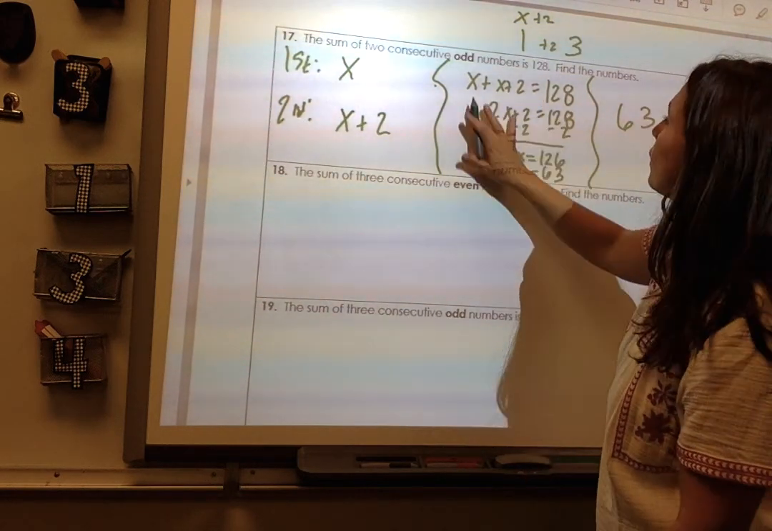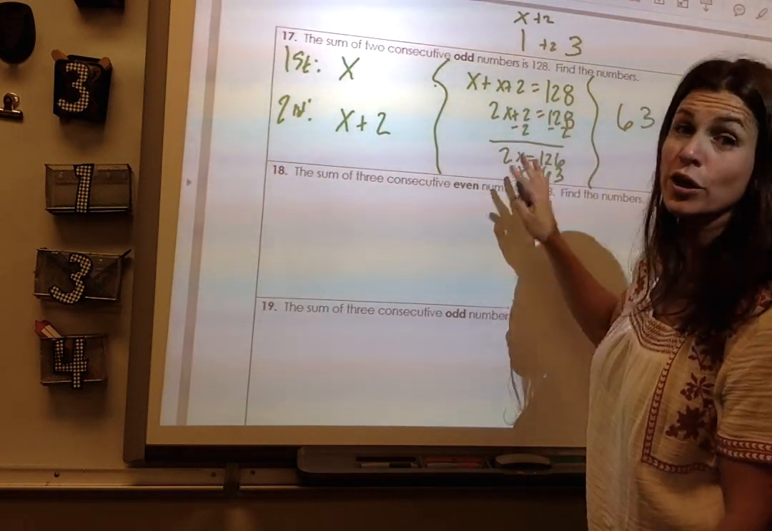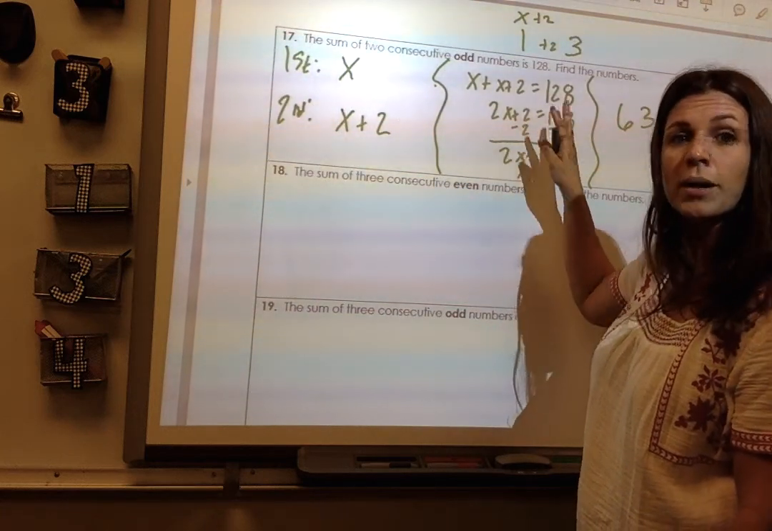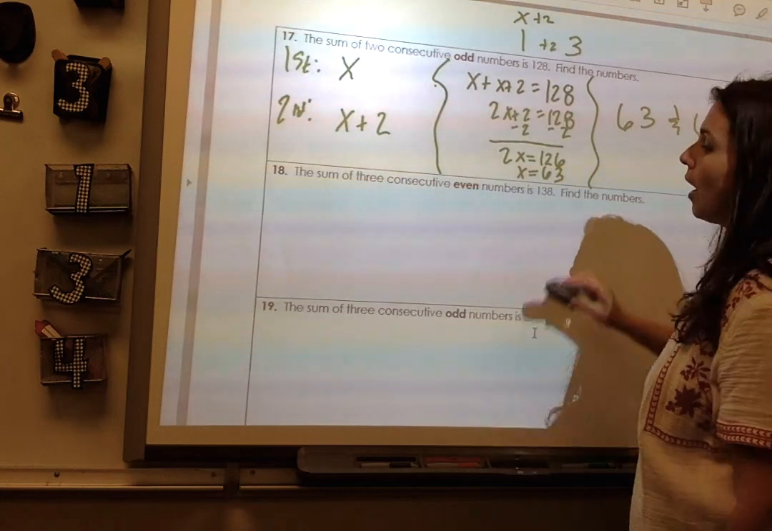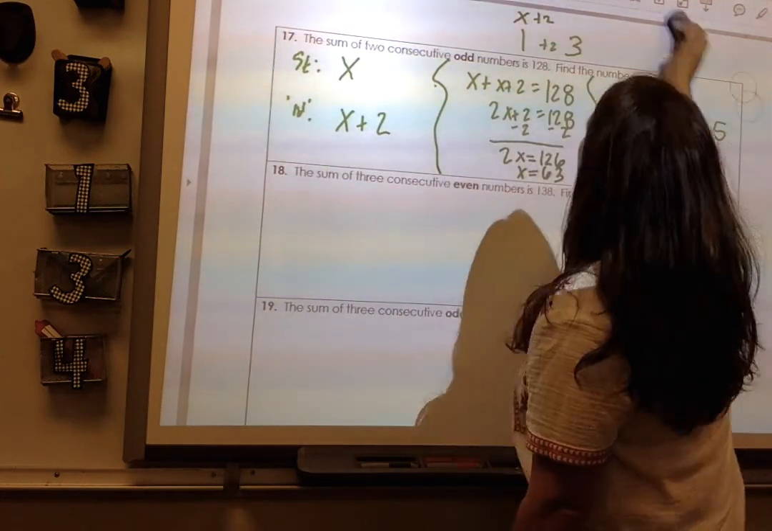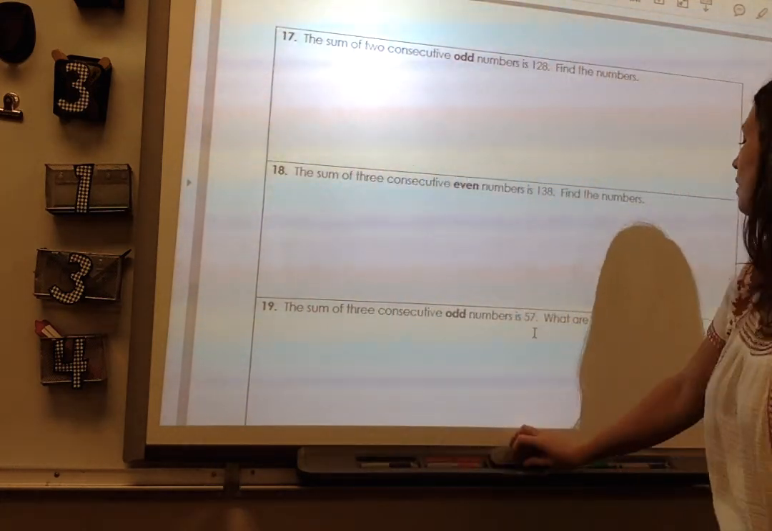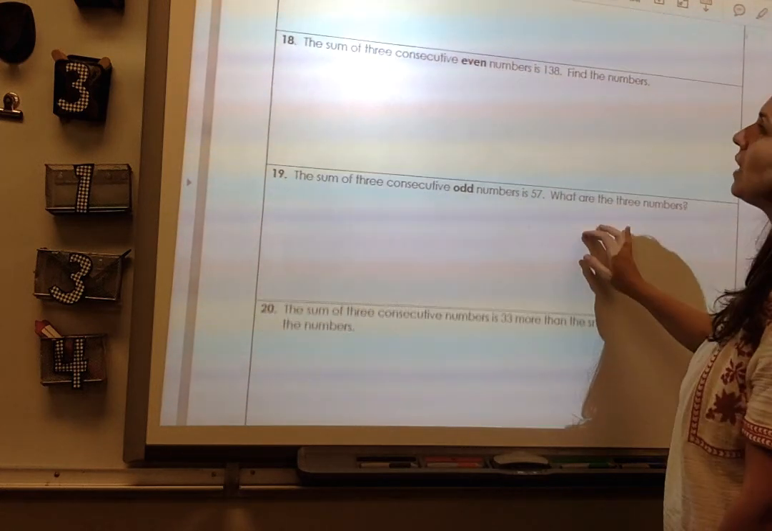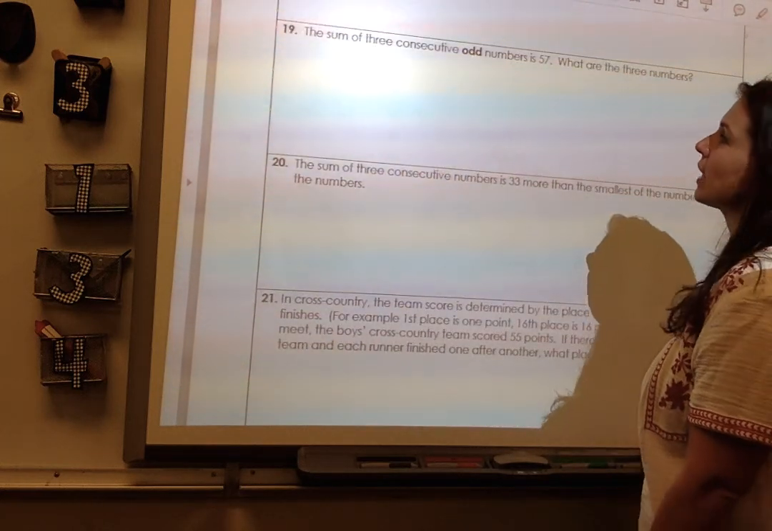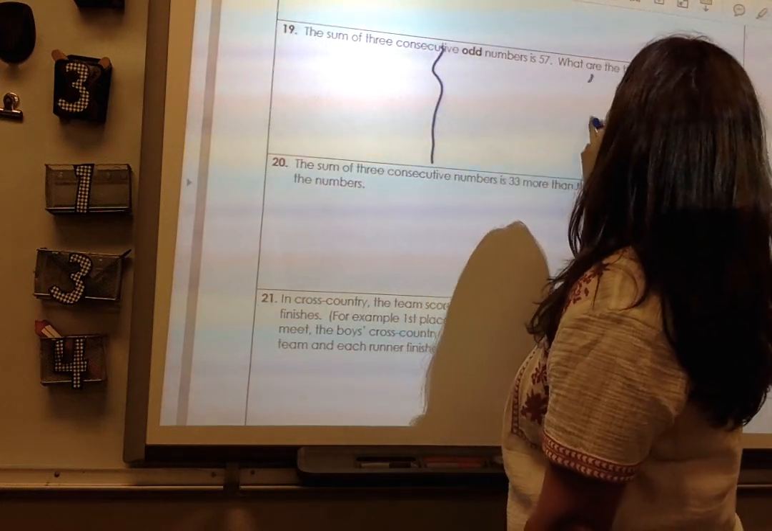I know I'm going through this part fast because you already know how to solve equations. So that's why I'm kind of jumping through this so we can get to the meat of this lesson. All right, now let's do consecutive 3. Let's do 3 consecutive odd numbers. I want one with 3.